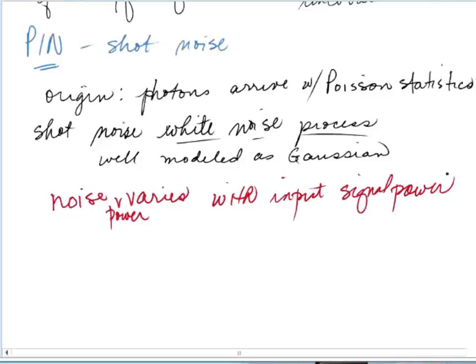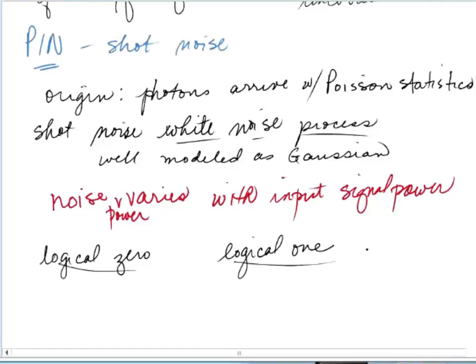Now, of course, we're talking about digital communication systems, and in digital communications there is the logical 0 and the logical 1, which means that the instantaneous power will be different depending on which data is sent, which means the shot noise power will be different depending on whether a logical 0 or a logical 1 is transmitted.